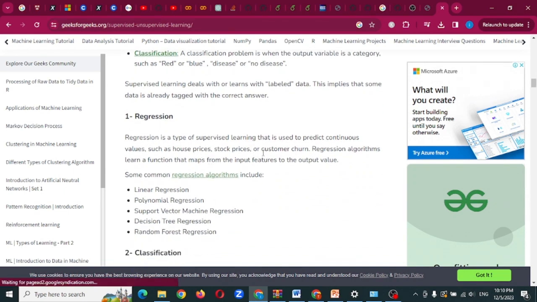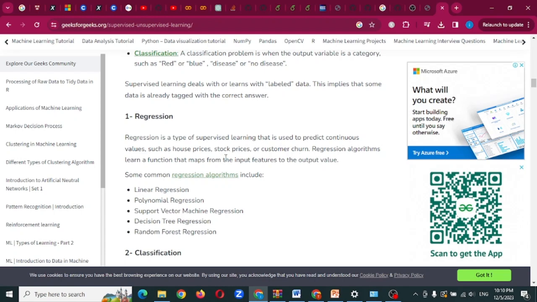Regression is a type of supervised learning that predicts continuous values. We do not know what the exact value is. The price of a house can vary from one point to the other. Stock prices, as we all know, rise or decline with the trends. A regression algorithm learns a mapping from the input features to an output value.